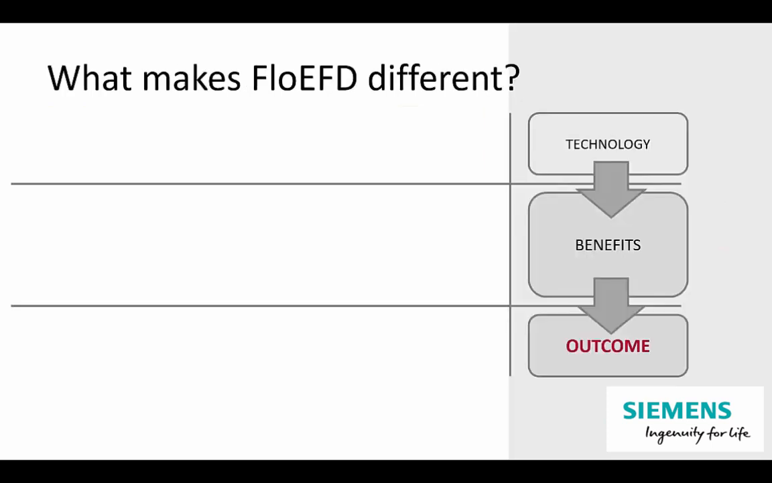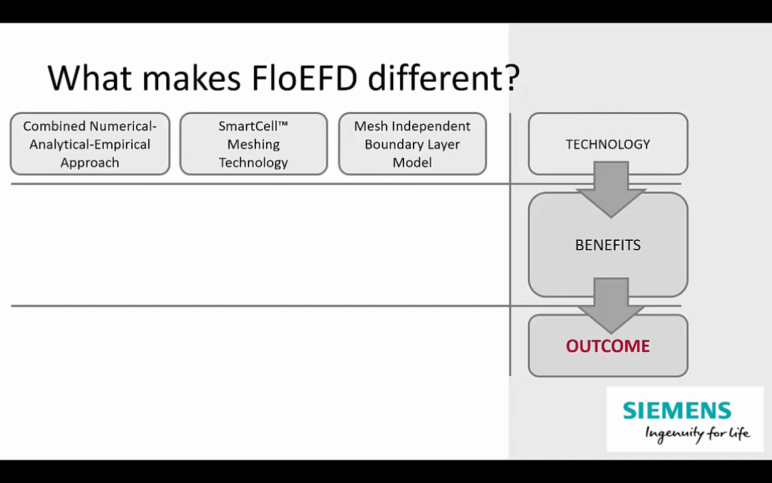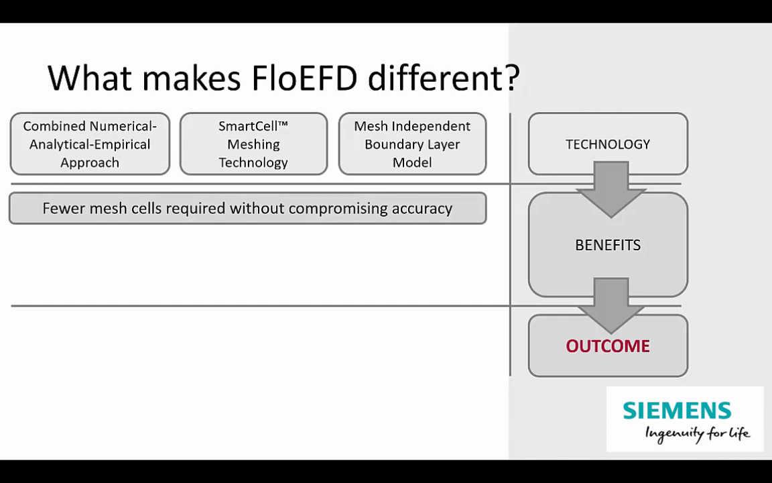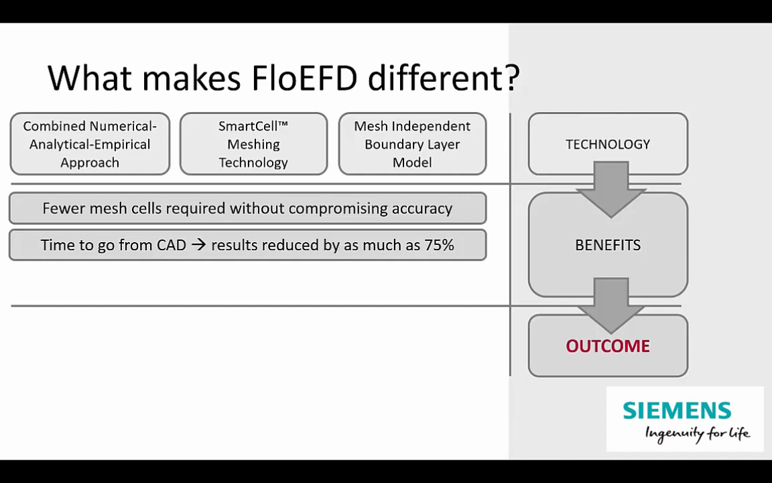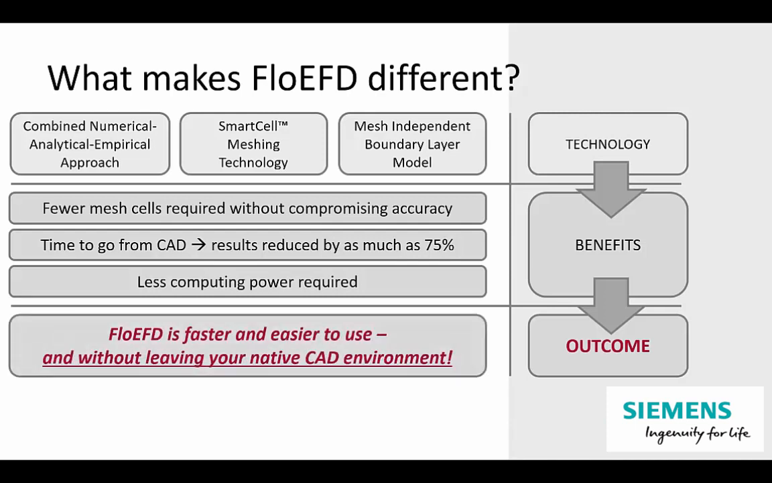So, to sum up, what is it that makes FlowEFD different? FlowEFD uses several different technologies, so the combined numerical, analytical, empirical approach. It uses SmartCell meshing technology, and it uses a mesh-independent boundary layer model. The benefits of these technologies are that fewer mesh cells are required without compromising solution accuracy. It also means the time to go from CAD to results is significantly reduced by as much as 75%. It also means less computing power is required. Typically with FlowEFD, you can use the hardware you probably already have. Typically, it can be run on a high-spec CAD workstation. There is no need to go out and buy additional high-performance computing power. So the outcome is that FlowEFD is faster and easier to use, and it's all done without leaving your native 3D CAD environment.